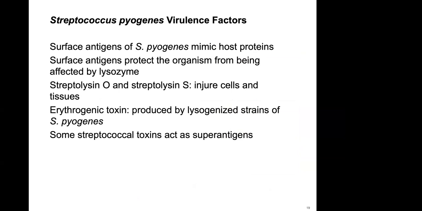Now, strep pyogenes will have several virulence factors. These are surface antigens on the strep pyogenes that will help to mimic host proteins. The surface antigens will protect the organism from being affected by lysozyme. Streptolysin O and streptolysin S can actually injure or damage the tissues. And then you can also release various types of toxins, which can cause an exacerbation of the whole infection.